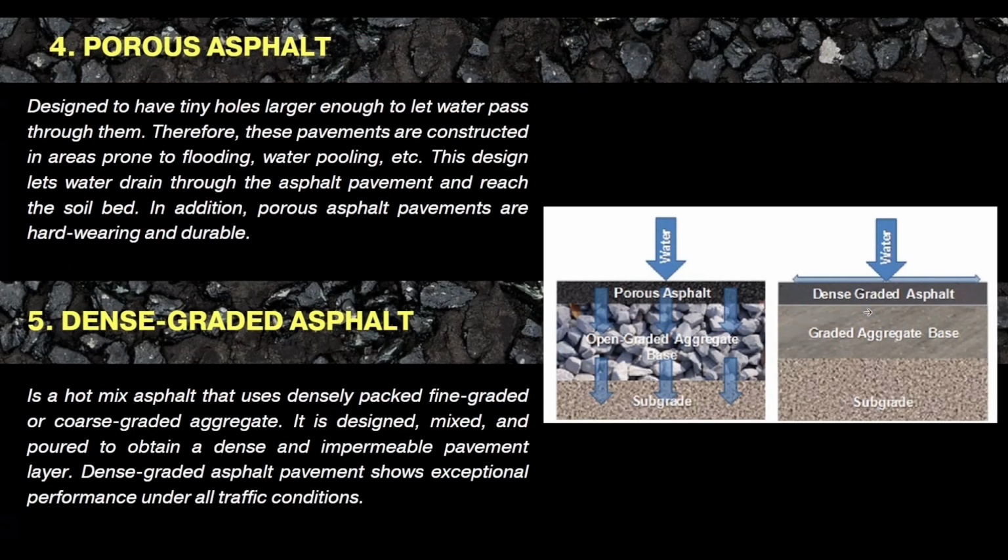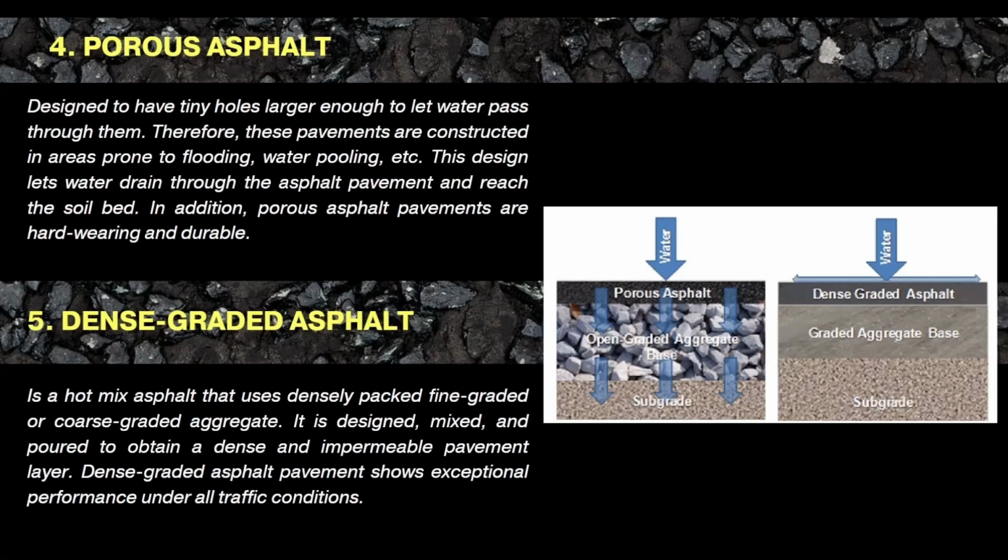Fourth, we have porous asphalt. It is designed to have tiny holes large enough to let water pass through them. Therefore, these pavements are constructed in areas prone to flooding, water pooling, etc. This design lets water drain through the asphalt pavement and reach the soil bed. In addition, porous asphalt pavements are hard wearing and durable.